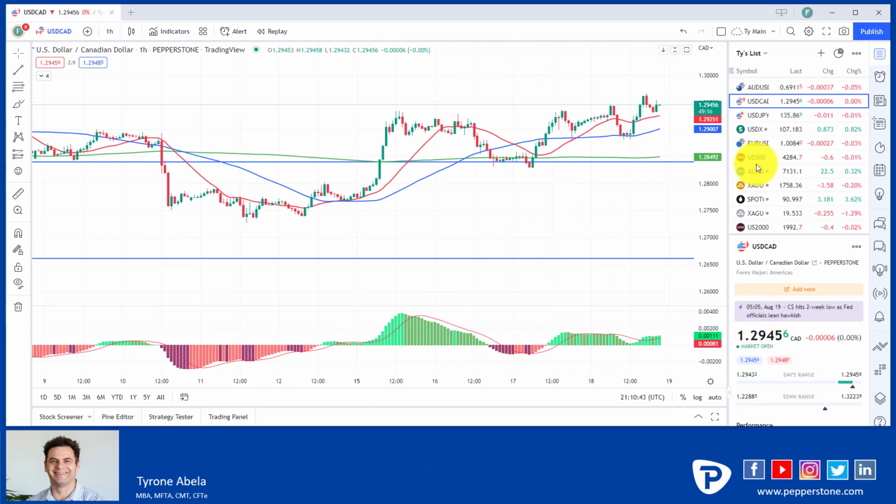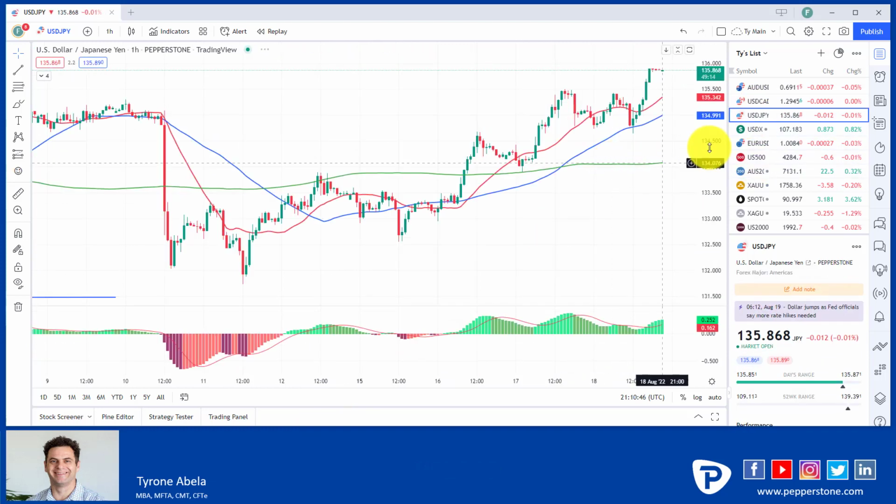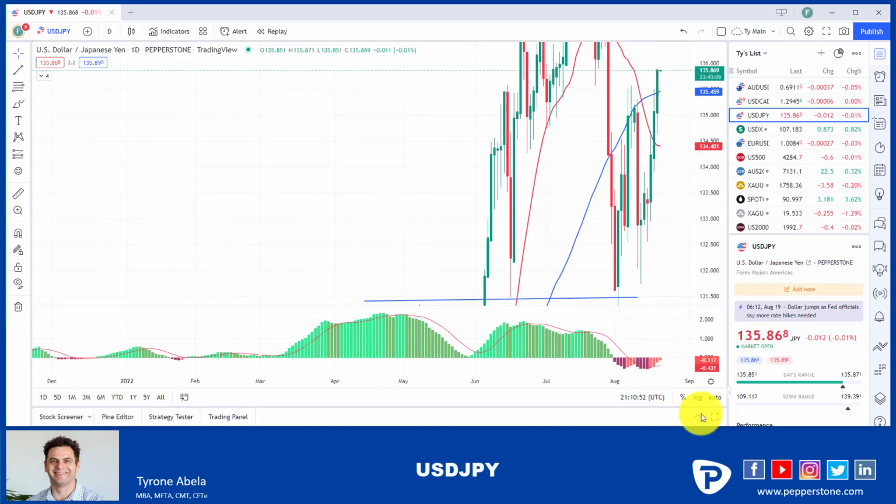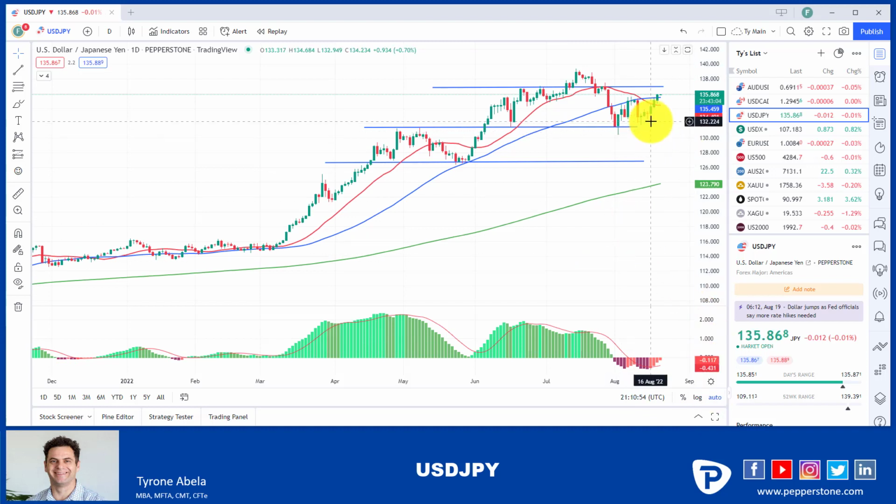Okay, we'll go to the US dollar yen. This one's seen a pretty good move as well. I'll go to the daily straight up though, and we'll just quickly adjust that. All right, so again, this has been one that's basically bounced off the support.